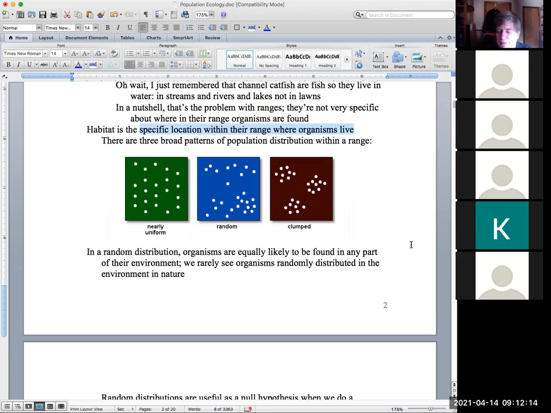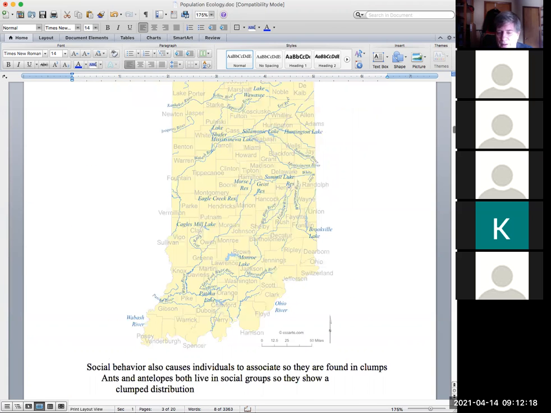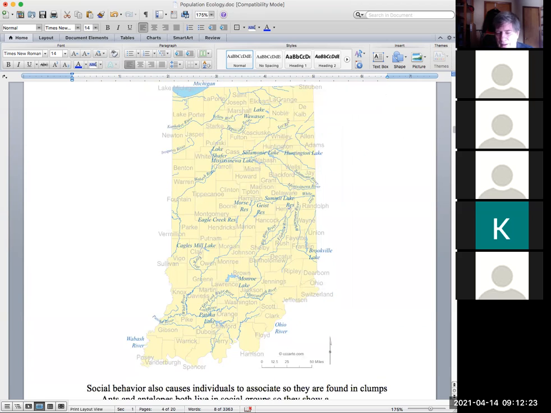They're clumped. Well, why are organisms clumped? For a couple of reasons. If we look at a model of Indiana, I was using channel catfish as an example the other day of something that its range is Illinois, but you don't find any channel catfish in my backyard or front yard. Why? Because my backyard and front yard don't have that much water in them. Channel catfish couldn't live there, and definitely not a large enough group to form a breeding population.